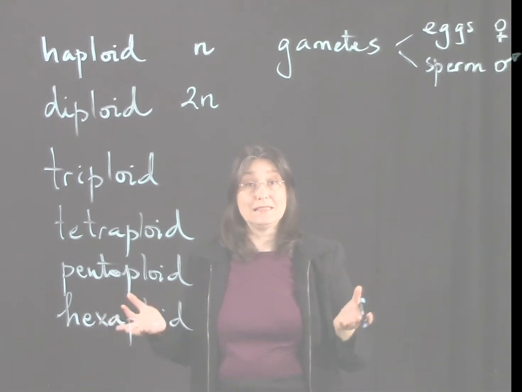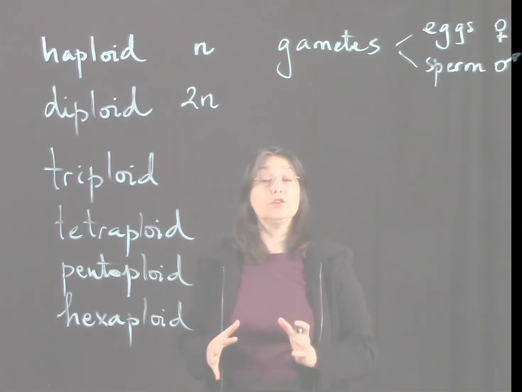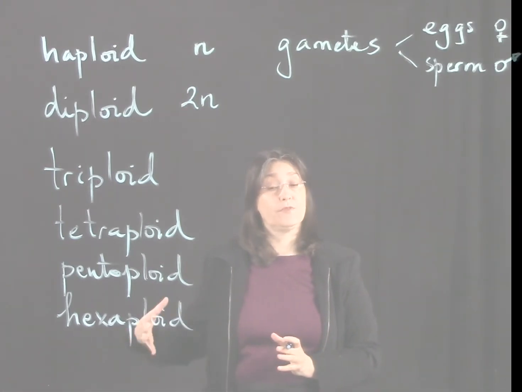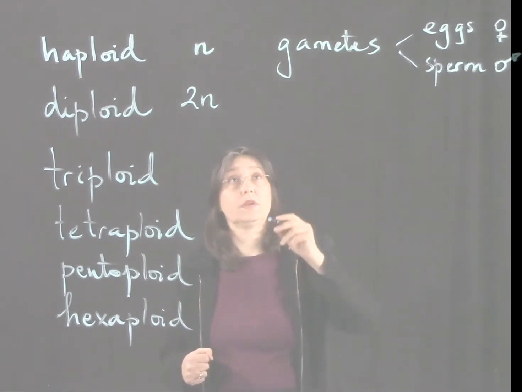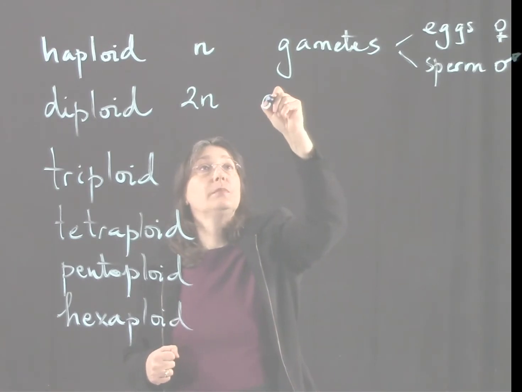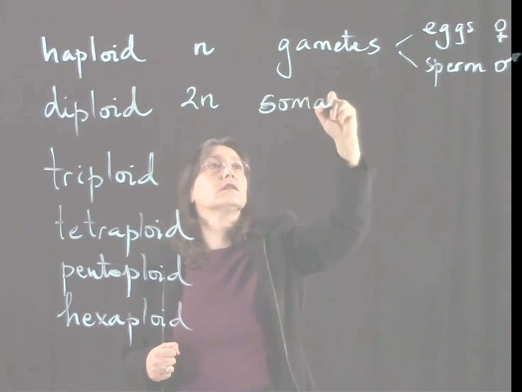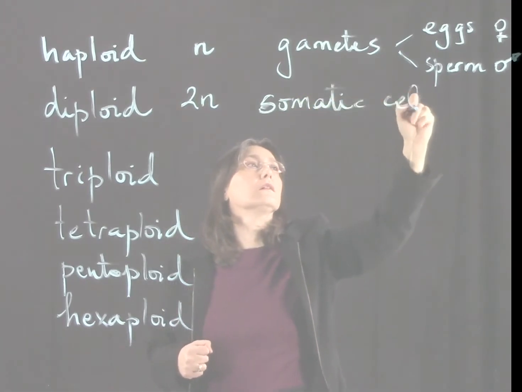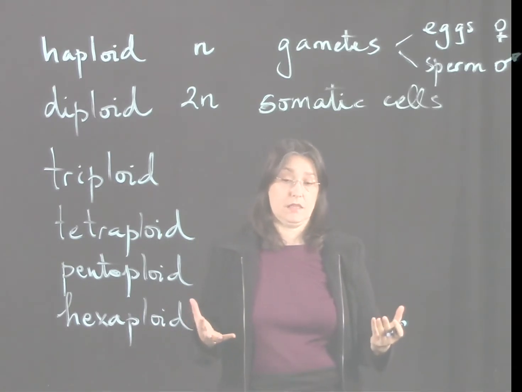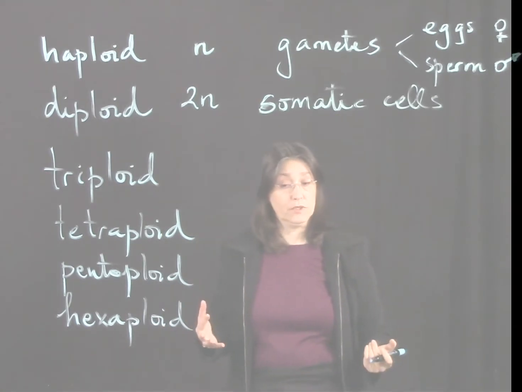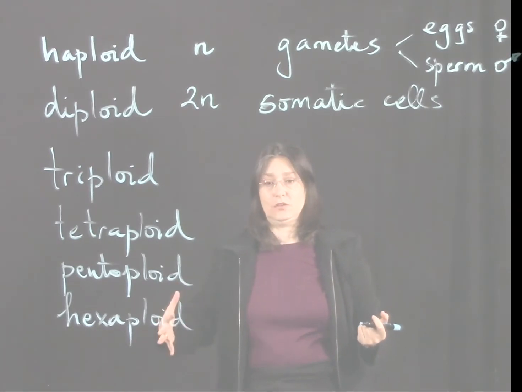So what are the cells that are diploid in your body? What do we call those cells? They have two sets of chromosomes. One comes from mom through the egg, and the other comes from dad through the sperm. We call those cells somatic cells. Soma in Greek means body, so they're the body cells. Hopefully, most of us don't have any other sets of chromosomes.